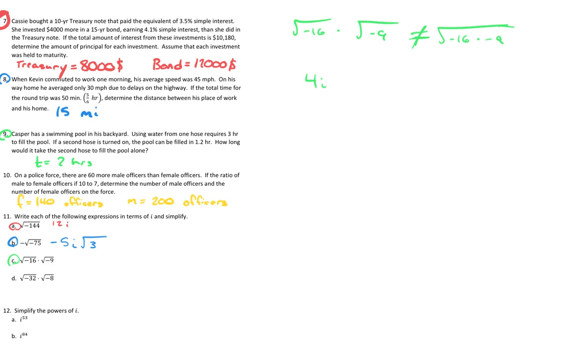And then we're also going to have times 3i here. So we wind up with 12i squared. And 12i squared is the exact same thing as negative 12, because if i equals the square root of negative 1, and we square both sides, we find that i squared equals negative 1. So this one here is negative 12.